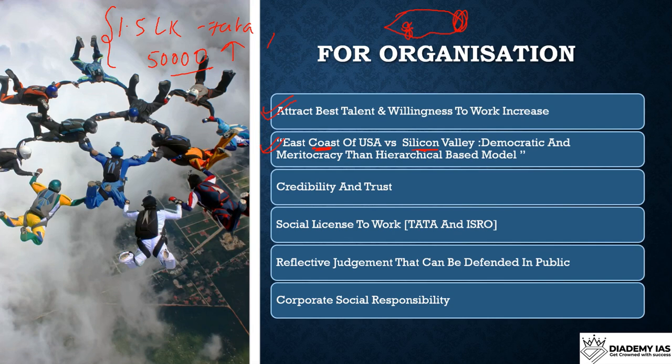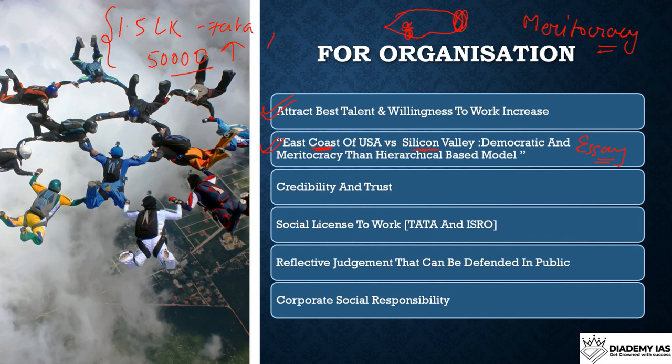Why? Because democracy and meritocracy were followed over there. This can be used in an essay also. So the development started on the east, shifted to Silicon Valley. Now the Silicon Valley is the hub of development because they focused on meritocracy. So if the organization focuses on meritocracy and not, let's say, just promoting the yes men, and people who can actually get the work done are promoted, it can lead to superb development.